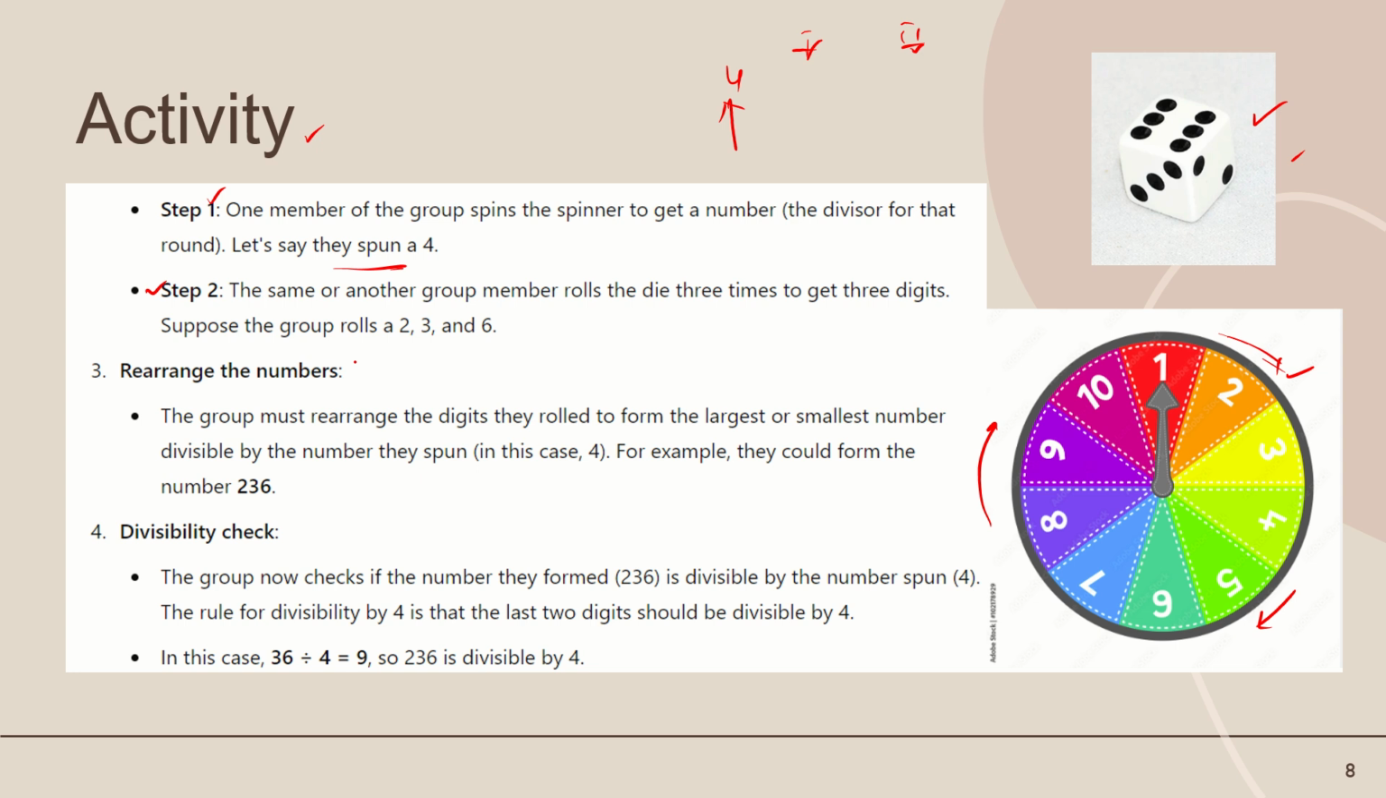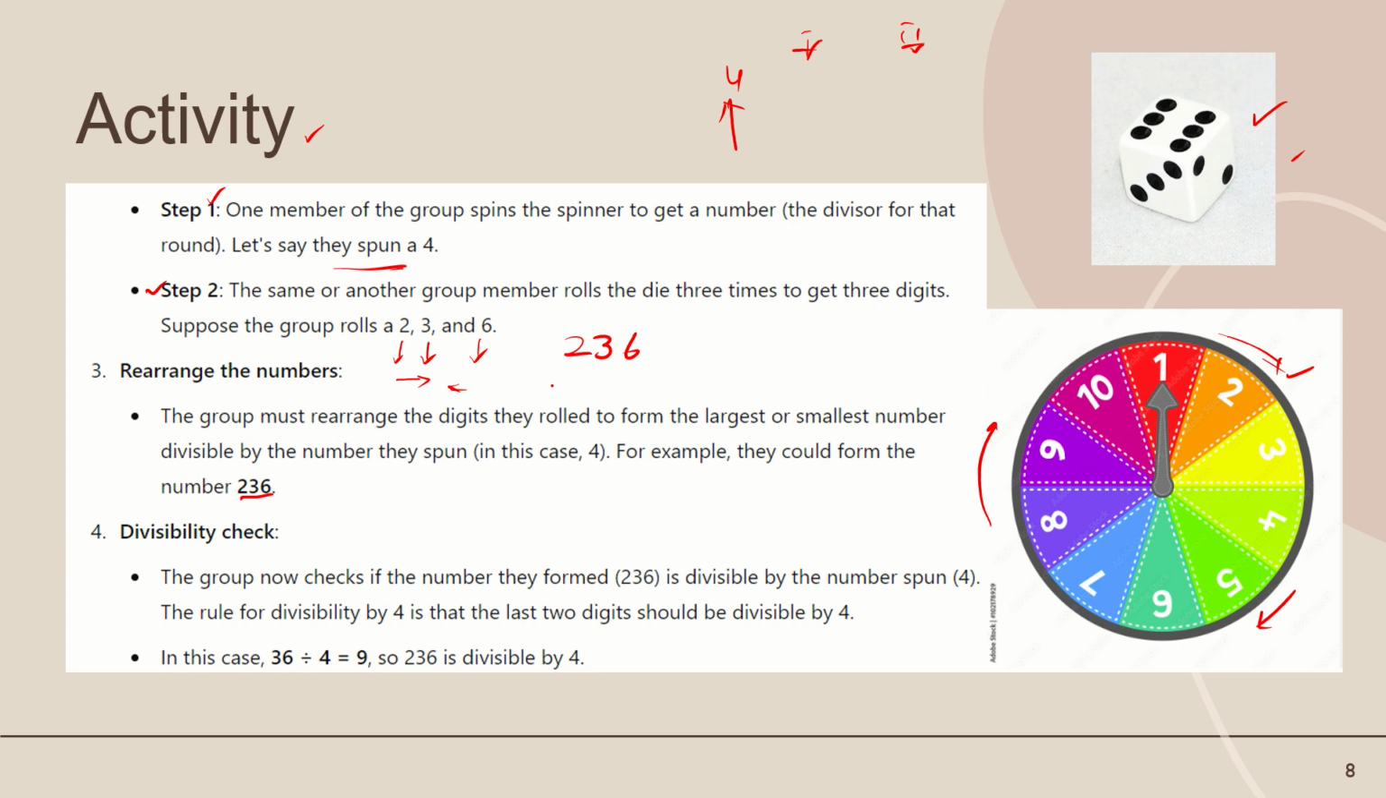Let's suppose that the group rolls the die. The first time it comes 2, the second time it comes 3, and let's suppose that it comes 6. Now you can rearrange these numbers from smaller to larger or larger to smaller. But in this activity I arrange these numbers from smaller to larger. First write 2, then 3, then 6.